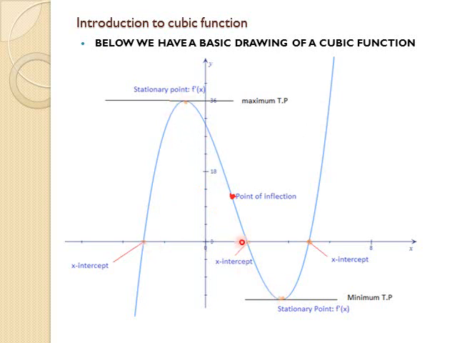There are generally three x-intercepts, but it can have two, or it can have one. There's a point of inflection, a point where the graph changes from concave down to what we call concave up. The highest turning point is referred to as the maximum turning point. The lowest turning point is referred to as the minimum turning point.